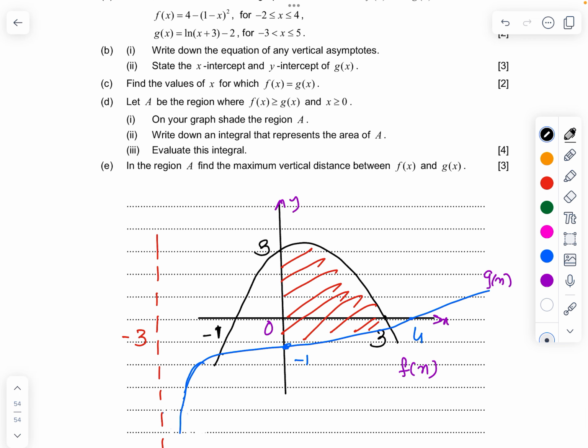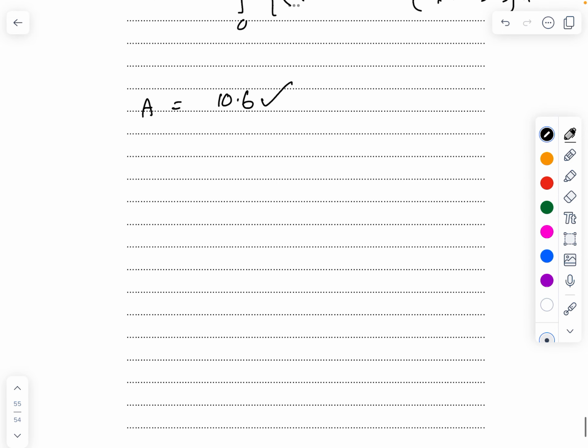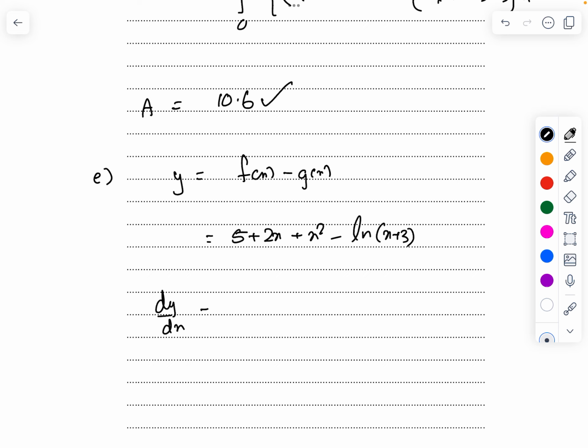In the region A, what is the maximum vertical distance between f of x and g of x? So basically y equals f of x minus g of x. So what does that become? 5 plus 2x plus x square minus ln of x plus 3. Now I'll find dy by dx. So it becomes 2 minus 2x minus 1 upon x plus 3.